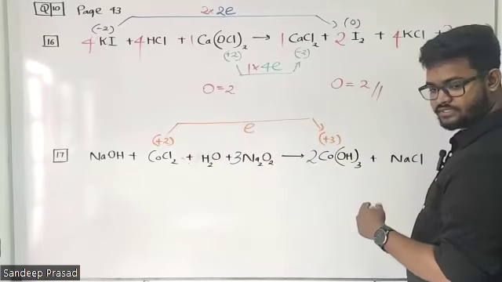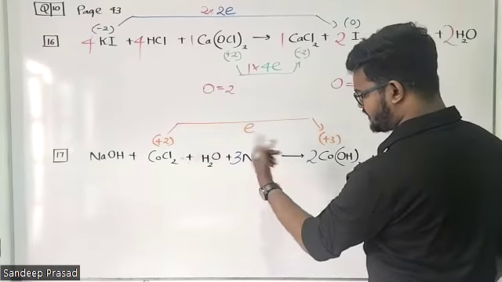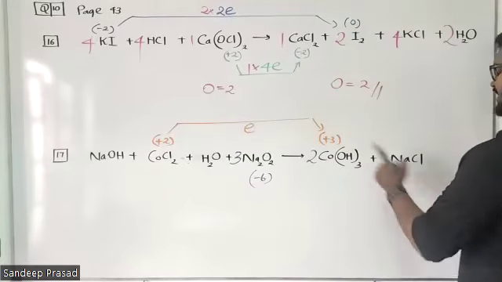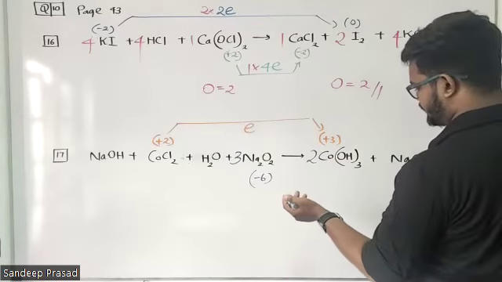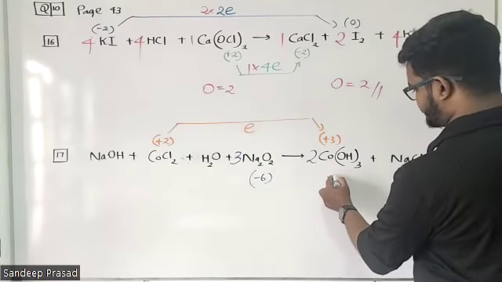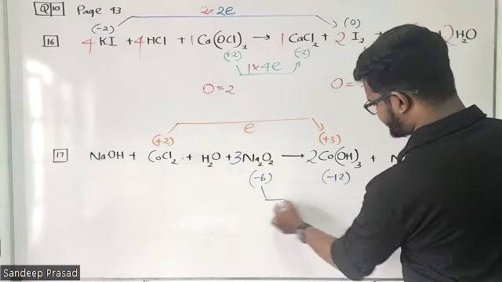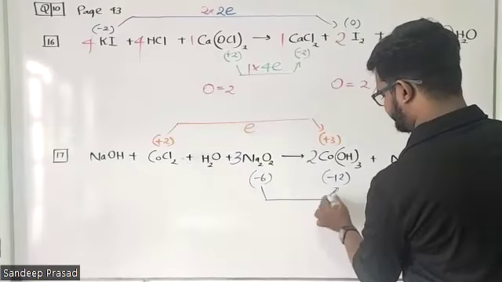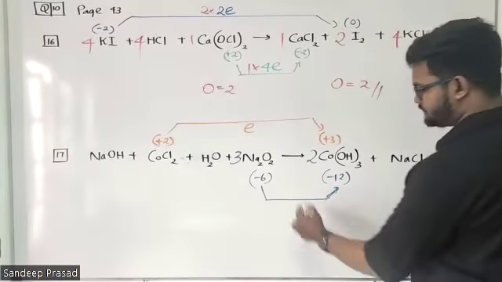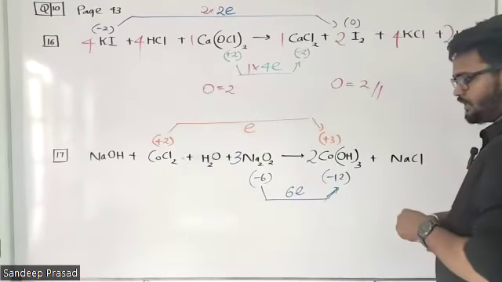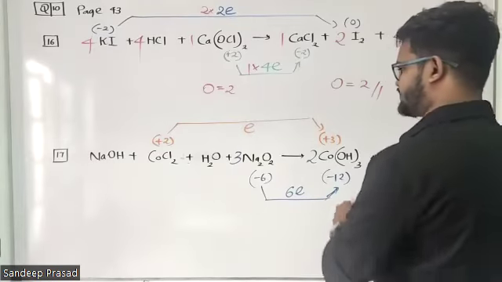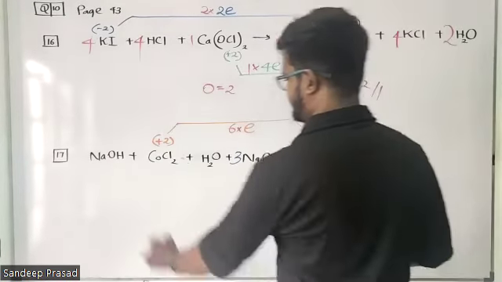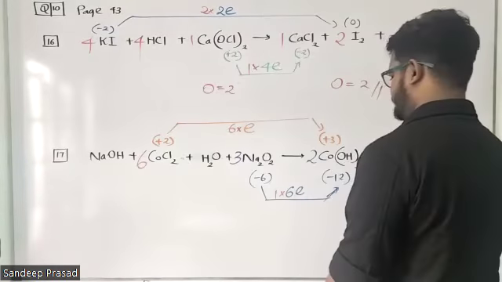Then there are 6 oxygens. So for one oxygen, oxidation number is -1. For 6, -6. Here we can see that hydroxide means oxygen -2. So there are 6 oxygen, -2 into 6, -12. -6 to -12, you can see that the decrement. What is the decrement? Decrement is 6 electrons. In order to equalize them, let me multiply this one by 6 and this one by 1. So that means you have to multiply this one by 6.